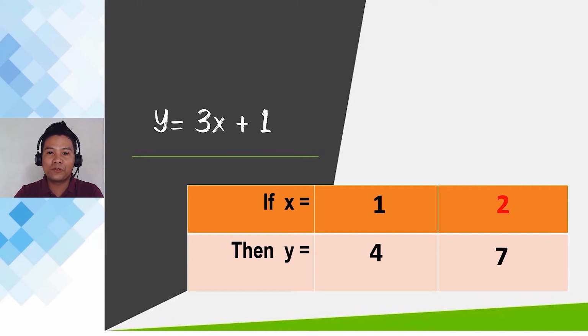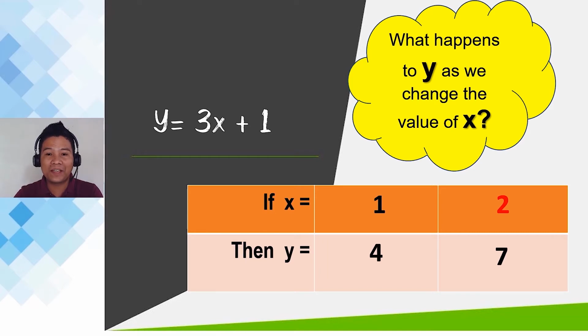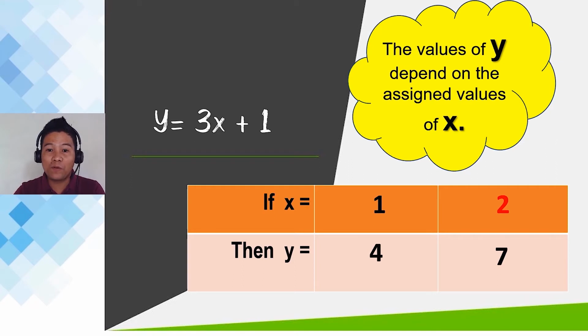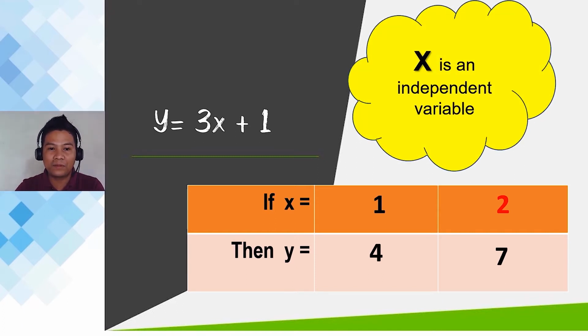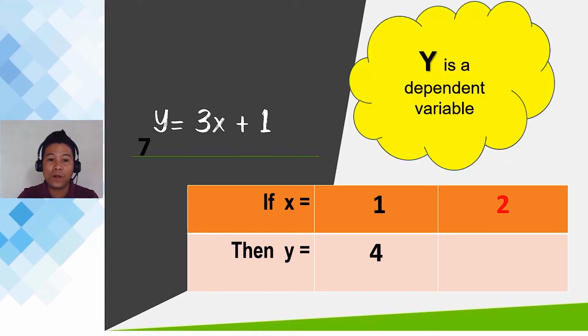I have a question for you. What happens to y as we change the value of x? Correct. The values of y depend on the assigned values of x. When we change the value of x, then the value of y changes. x here is an independent variable. In the expression y = 3x + 1, y is a dependent variable because it changes the moment we change the x. So it is dependent on the values of x.